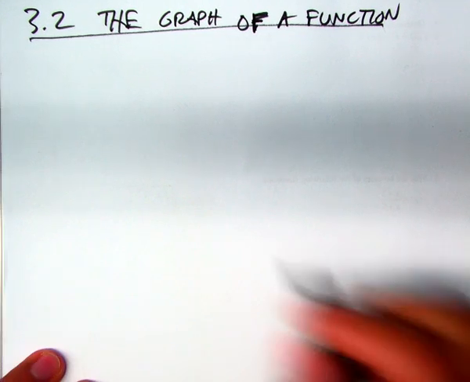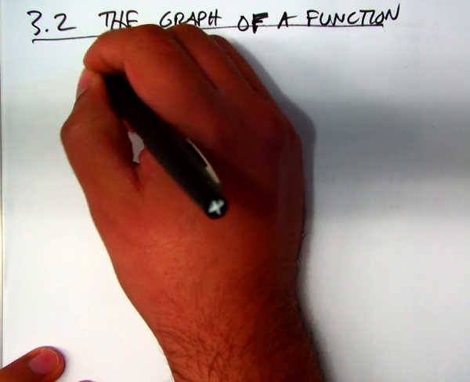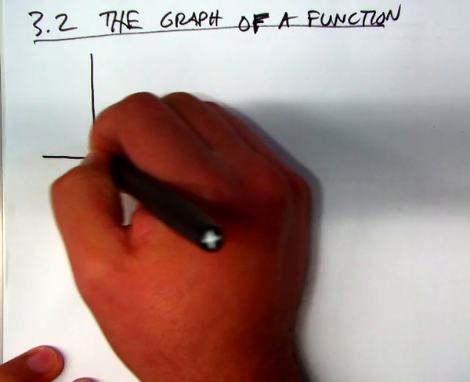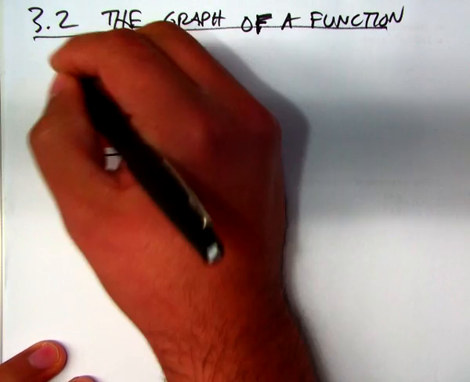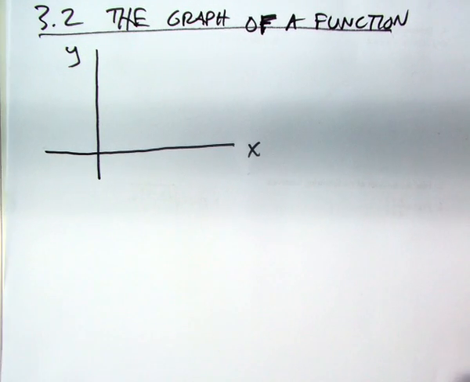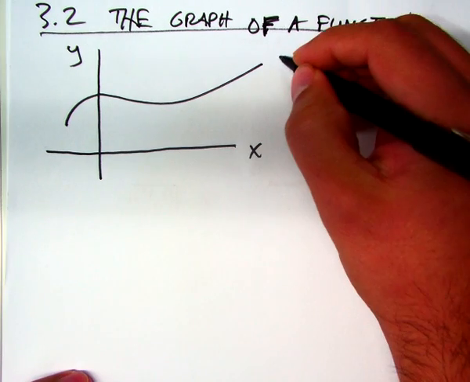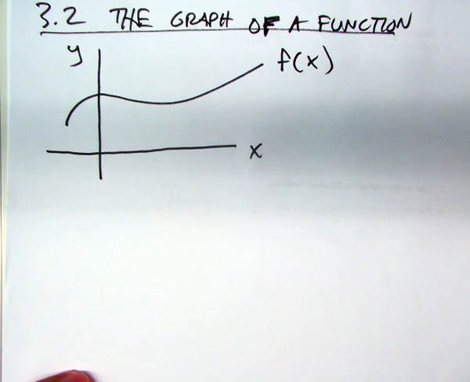3.2 is all about the graphs of functions. So let's say we have a graph of any old function f of x. Some things that you should know are some notation, and then we'll go through some of those objectives.